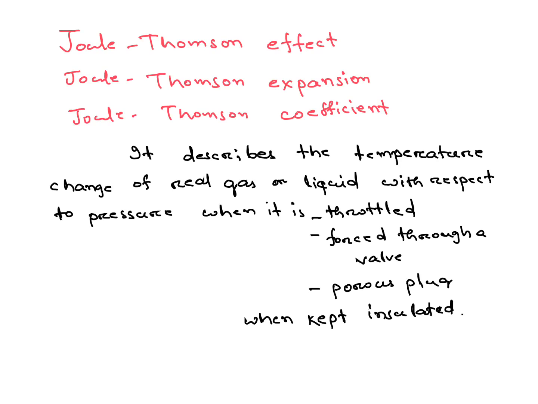Today I am going to tell you about the Joule-Thomson coefficient. It's the Joule-Thomson effect or Joule-Thomson expansion. It describes the temperature change of a real gas or liquid with respect to pressure when it is throttled, or forced through a valve or a porous plug. When it is kept insulated, it means no heat is going out or coming in.